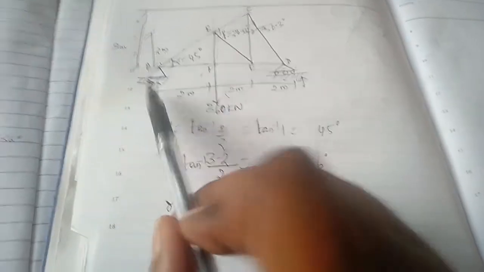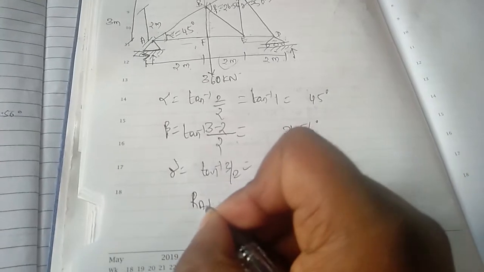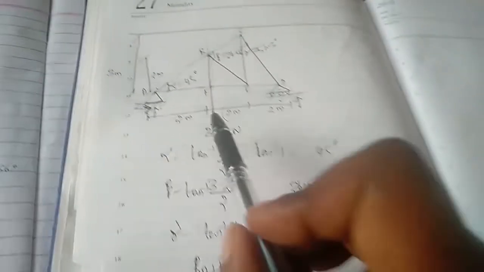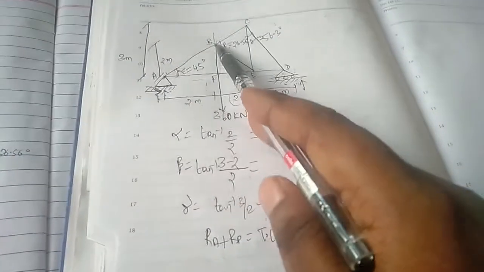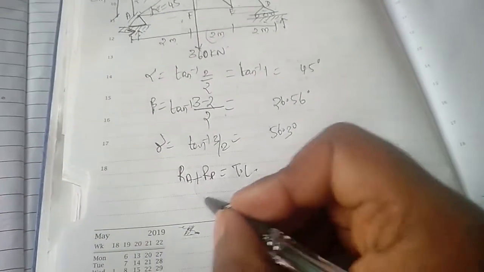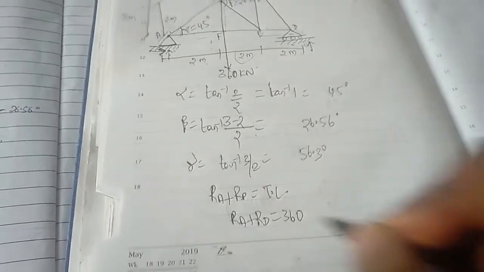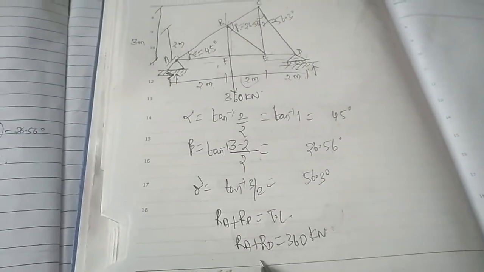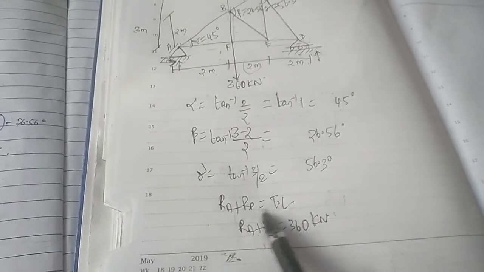Okay. So what is the reaction at A? That is RA. What is the reaction at D? That is RD. So RA plus RD is equal to total load. That is your formula. What is the total load here? There is no other load, only a point load in a downward direction at the point B, that is 360 kilonewton. So RA plus RD is equal to 360 kilonewton, your total load. So now we have to find any one reaction, at D or at A. So now we are going to find the reaction at D.